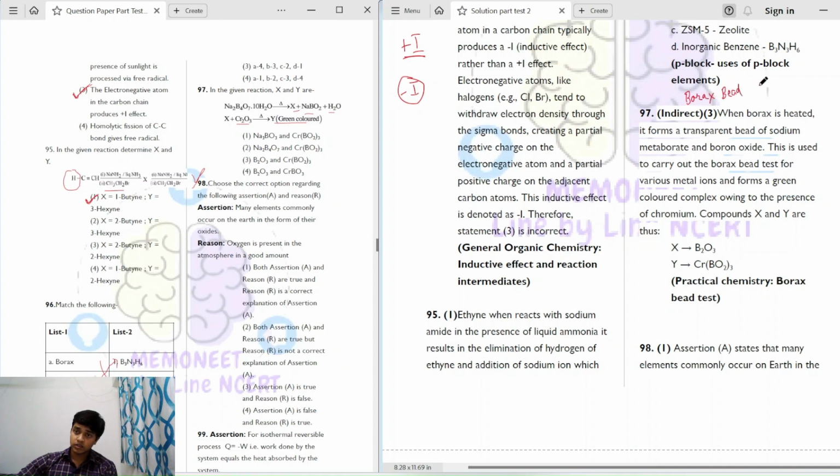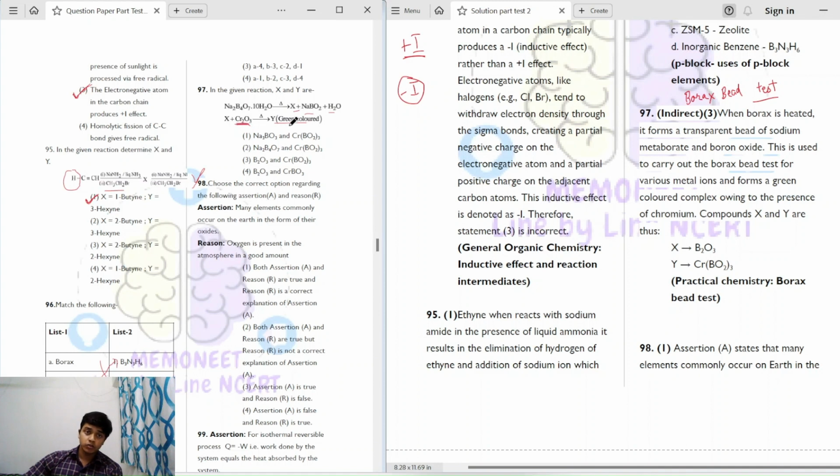So this reaction sequence is the borax bead test. The borax bead test is done because it shows a characteristic color because of the metal ion here, right? So what happens in the borax bead test when we heat borax? On heating, it forms sodium metaborate and boron oxide.